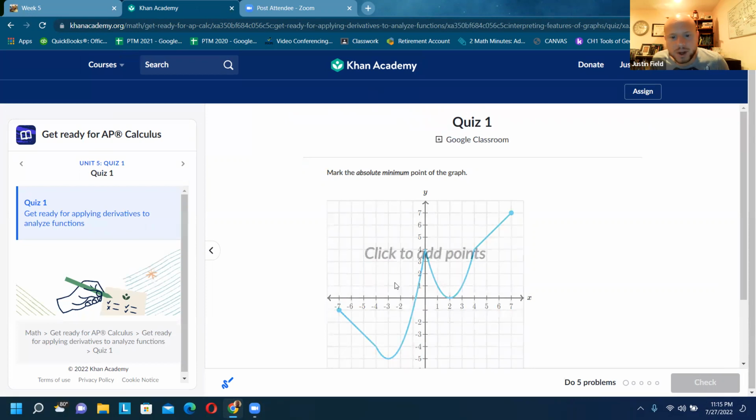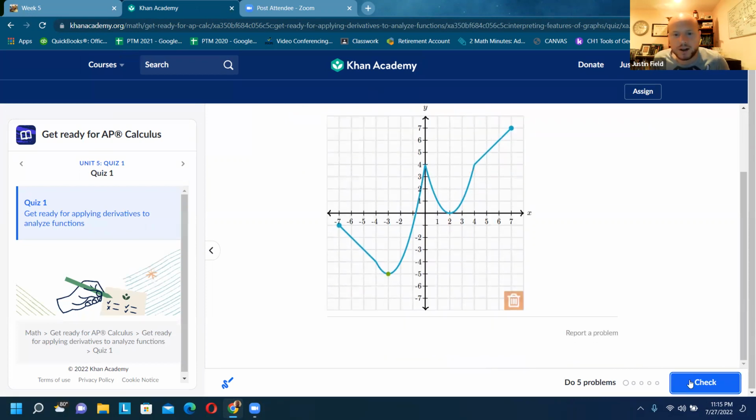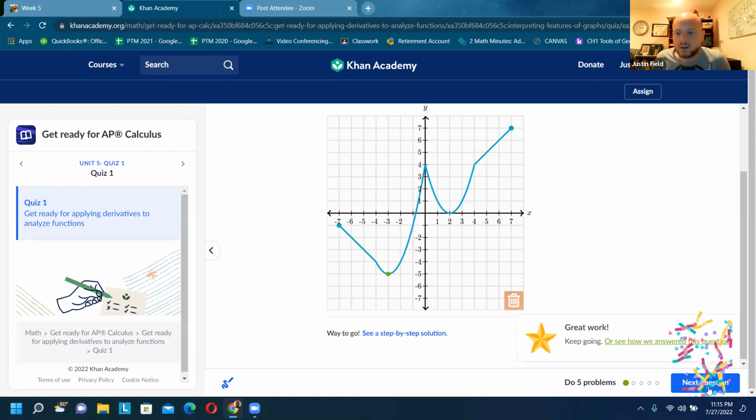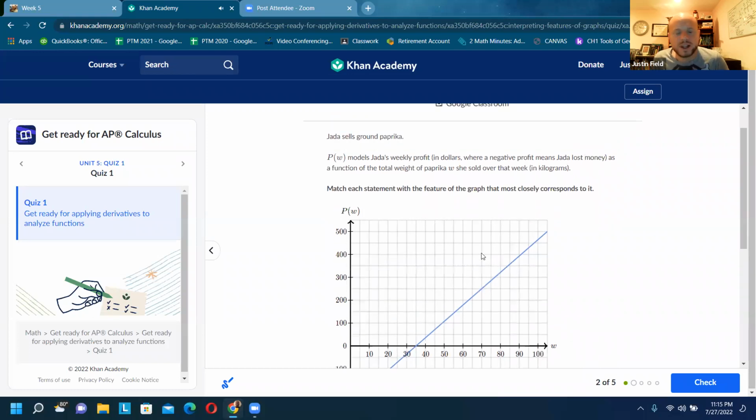Mark the absolute minimum. Okay, there it is. The bottom of the bottoms. That right there is a relative minimum. Therefore is a relative maximum. There's an absolute maximum. And there's a relative maximum. You remember those from Algebra 2?